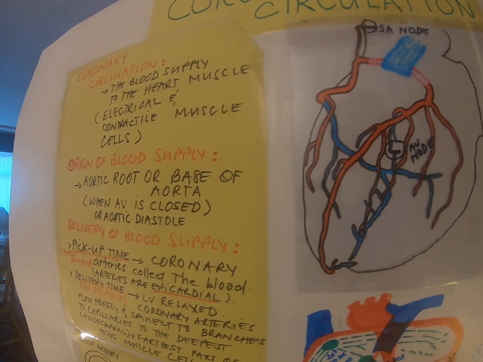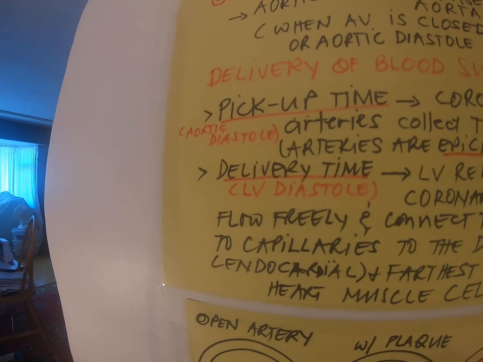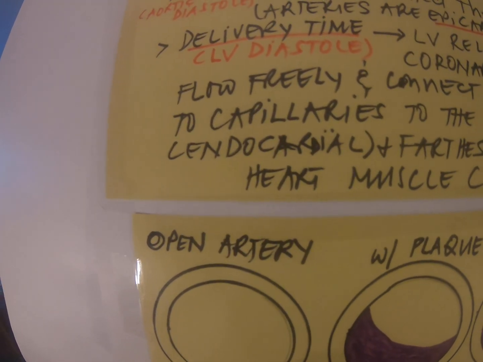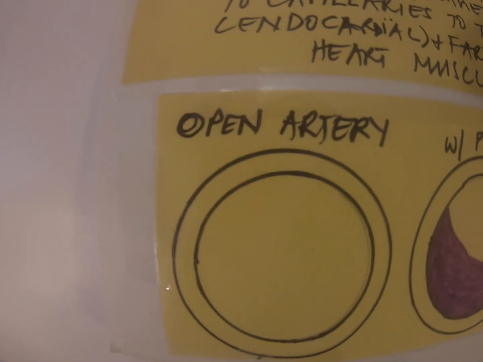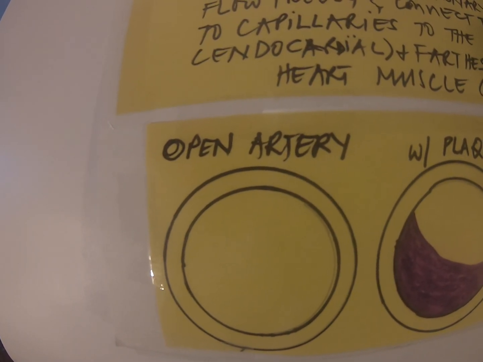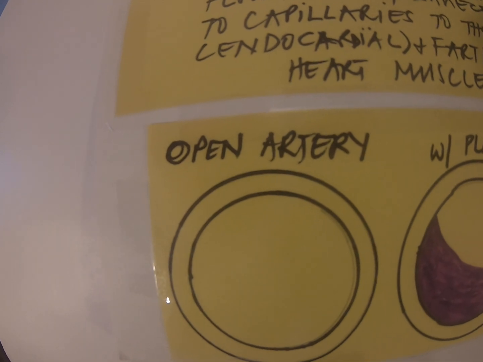Now let's take a look at a normal coronary artery here. This is the cross section of an artery in here. If you look at it, it's clean. You see that? It is an open artery, so it's clean. So if I run fast, I get good blood supply. If I rest, it's no problem.